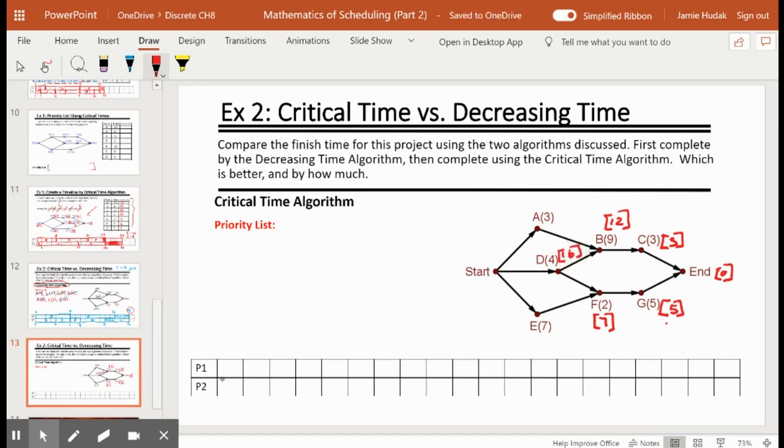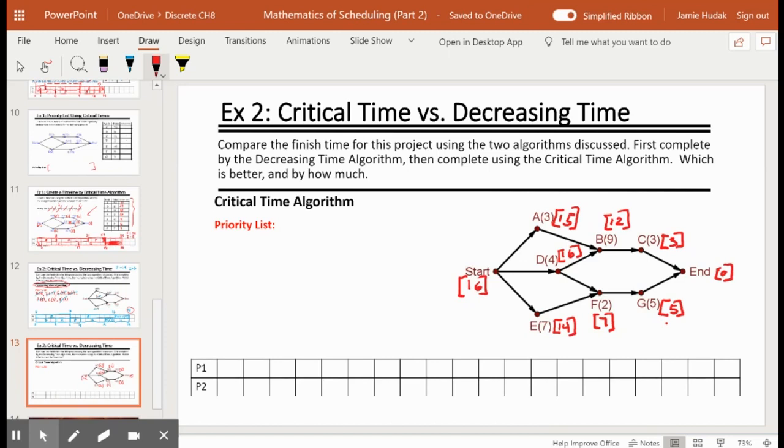12 plus 3 on A gives A a critical time of 15. And E is 7 plus a critical time of 7, so that's 14. And now that we have all the critical times, we can make our priority list in order of decreasing critical times. The longest critical time is 16, so that's the project's fastest time that it can be done in.